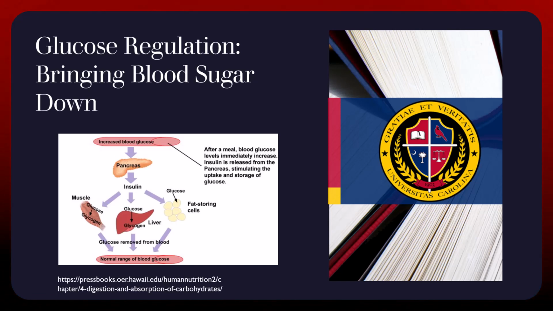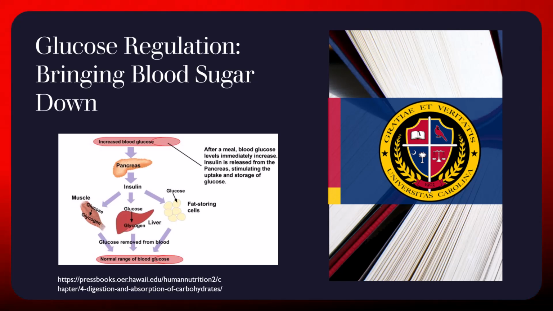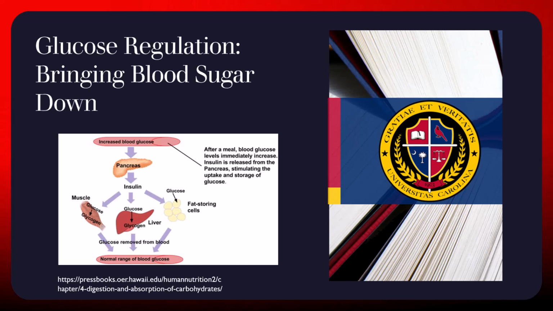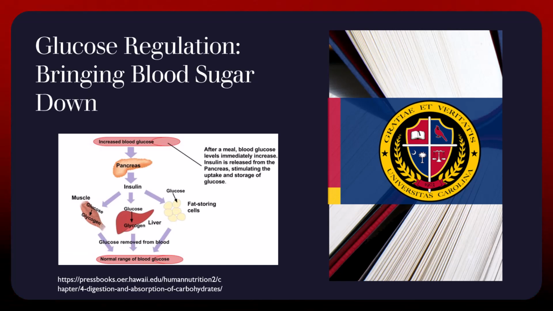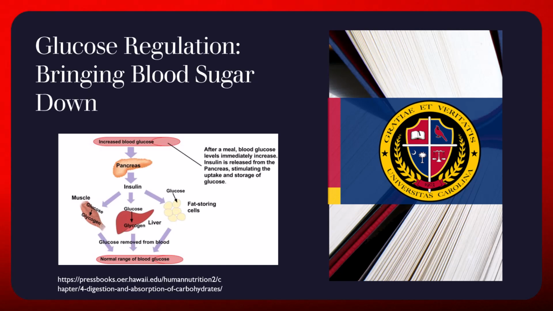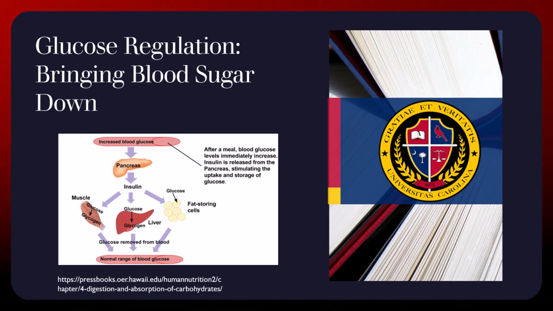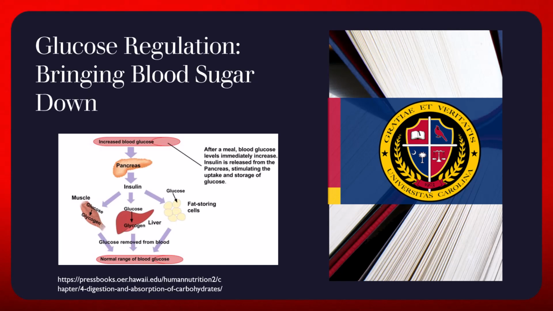So what happens when we have an increased blood glucose level? Say we've just eaten a meal and blood glucose levels immediately increase, which is what they would do. Insulin is released from the pancreas, stimulating the uptake and storage of glucose. So there you see the pancreas releasing insulin, and what happens after the insulin is released is our body can now use this glucose. It puts the glucose in the form of glycogen in our muscles. It puts the glucose, turns it into glycogen, and stores that in our liver. It takes the glucose and stores it in our fat-storing cells. This all lowers glucose levels. The glucose is being used, and it's removed from the blood. Then our blood sugar returns to a normal level.